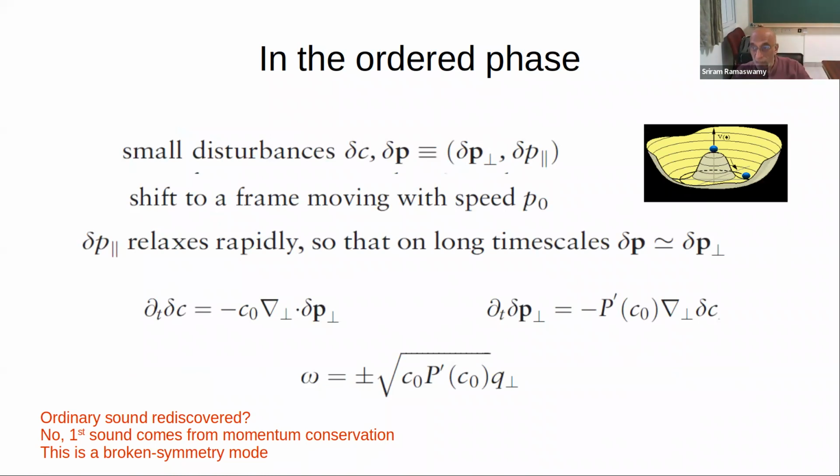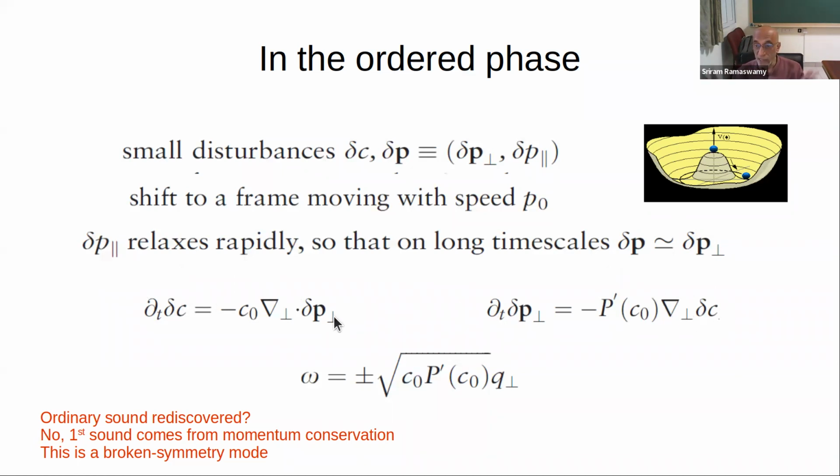If we do a linear theory, therefore, I'll only need to worry about the components of the perturbation perpendicular to the mean ordering direction. That's delta P perp. So I don't need to worry about delta P parallel if I'm doing a linear theory for perturbations about the state. And I'll get this equation for the concentration and this equation for the orientation. Rate of change of concentration is proportional to divergence of orientation. Rate of change of orientation is proportional to gradient of concentration.